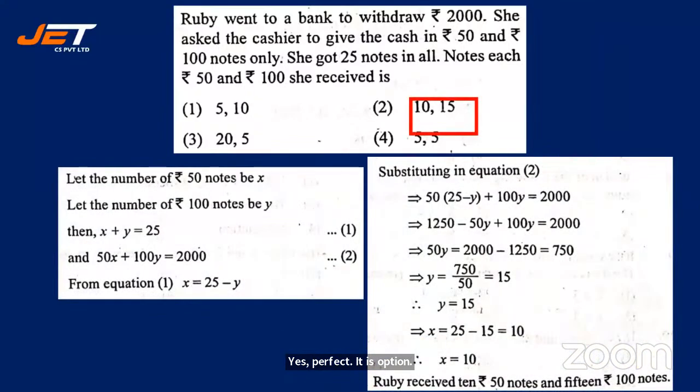How? Quickly see, let the number of rupees 50 notes be X, 100 notes be Y. In fact, we have come across these sums even in standard 8, isn't it? So X plus Y is 25, right? And the other one is 50X plus 100Y is 2000, right? So with this, you can find out the value of X is 10, Y is 15. So Ruby has received 10 rupees 50 notes and 15 rupees 100 notes.